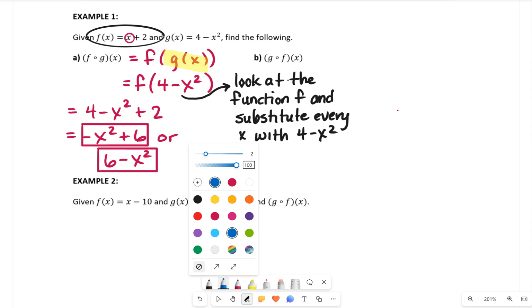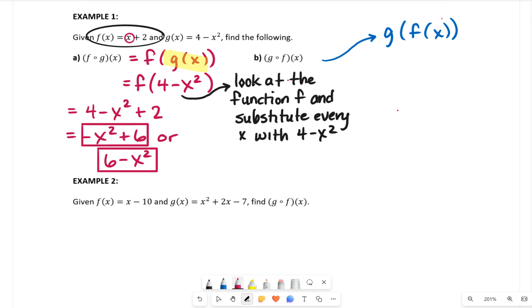So let's do it in the other direction. Let's choose a different color here. Let's rewrite g composition f of x as g of f of x. Again, I am going to replace the inside function with the definition of f of x. So let me erase this over here. The definition of f of x is x plus 2, right?